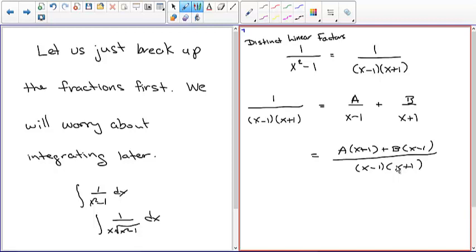And then the denominator is just the product of the two factors. All I'm doing there is multiplying this by x plus 1 divided by x plus 1, and multiplying this by x minus 1 divided by x minus 1 to get the same denominator. And so a gets multiplied by this, and b gets multiplied by that. Now if I compare the left-hand side with the right-hand side, you'll see they both have the same denominator. Because of that, I can set the numerators equal to each other. And the question is, what values for a and b do I need to make this work out?